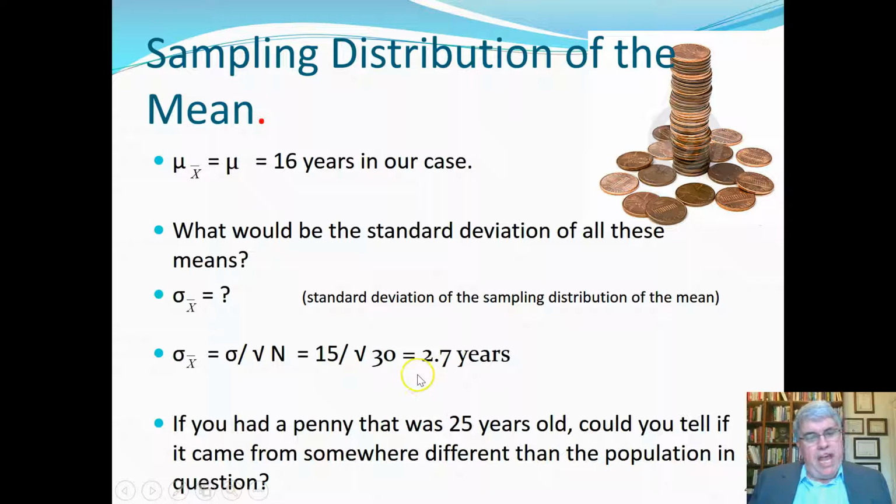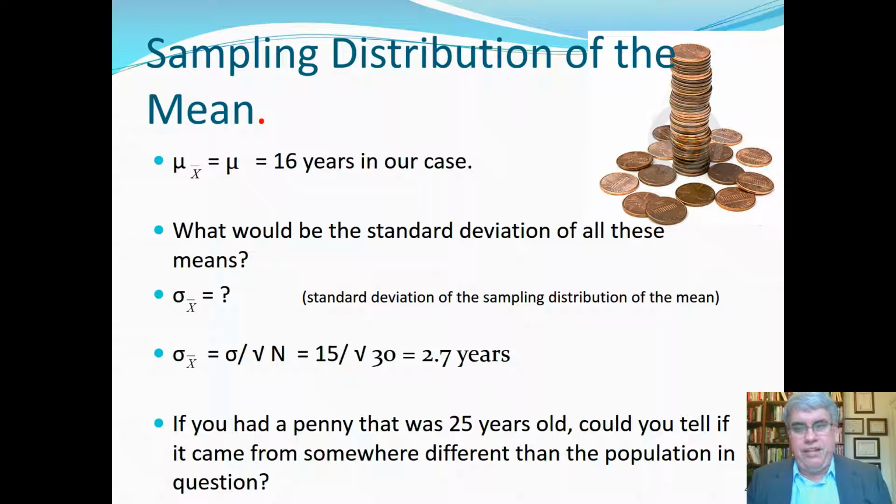So most of the averages would be between 13 and 19 years old, whereas the pennies go all over the place, with most between 1 and 31 years old. The averages would be a lot closer. Now, suppose you had a penny that was 25 years old, so something from the early 1990s or late 1980s.